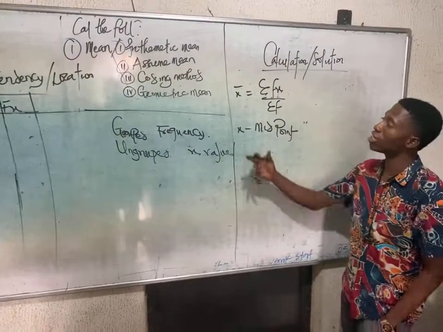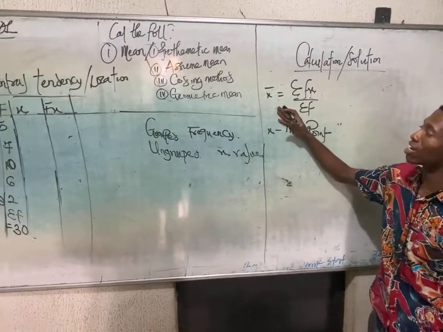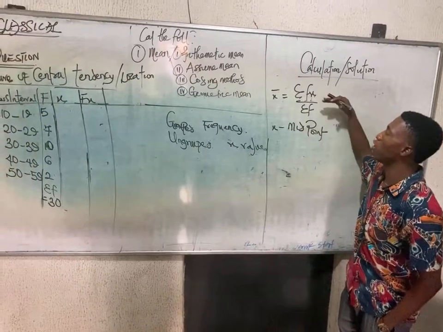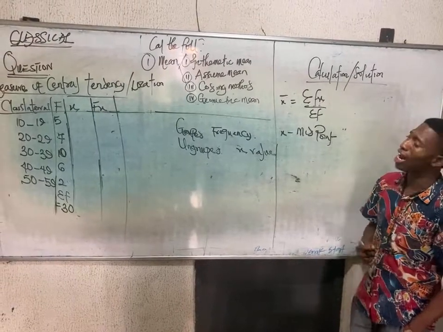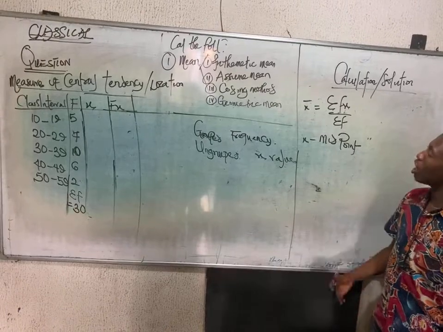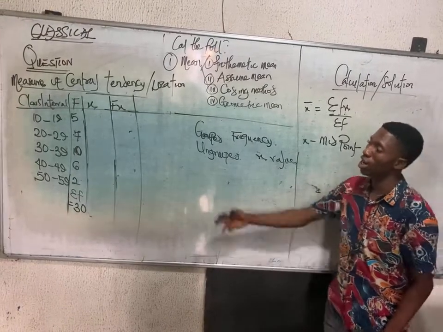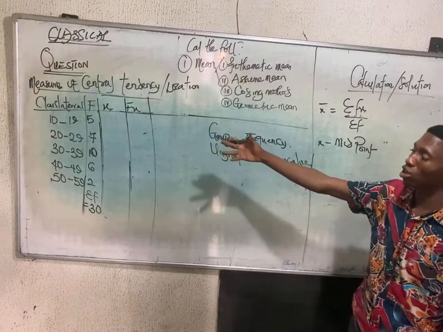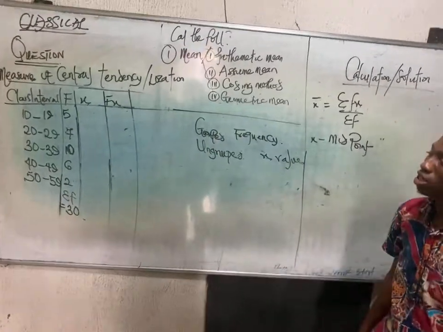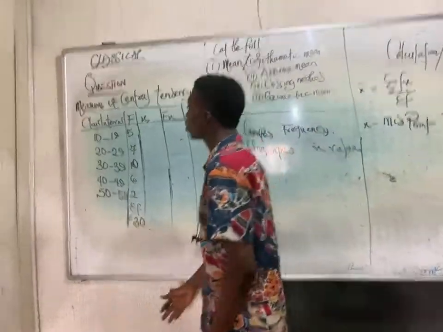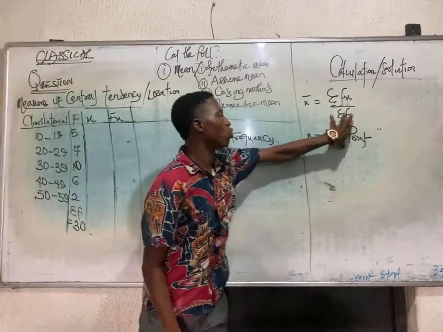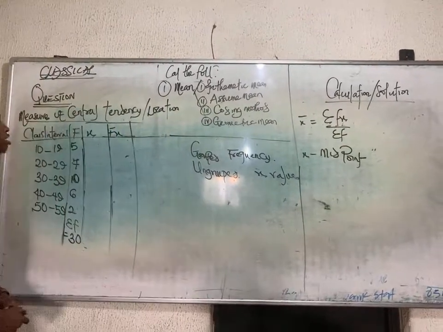So under arithmetic mean, we have x bar equals summation of fx divided by summation f. Take note that with the formula, we know where we are going. Based on the question, we have the class interval and the frequency. So the first thing to do is to determine our x value, and x is the midpoint. So let's calculate the x value.